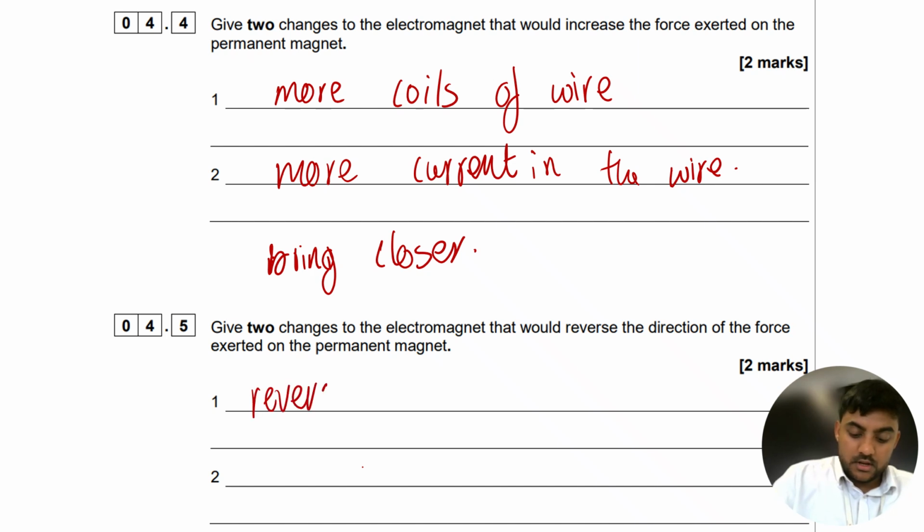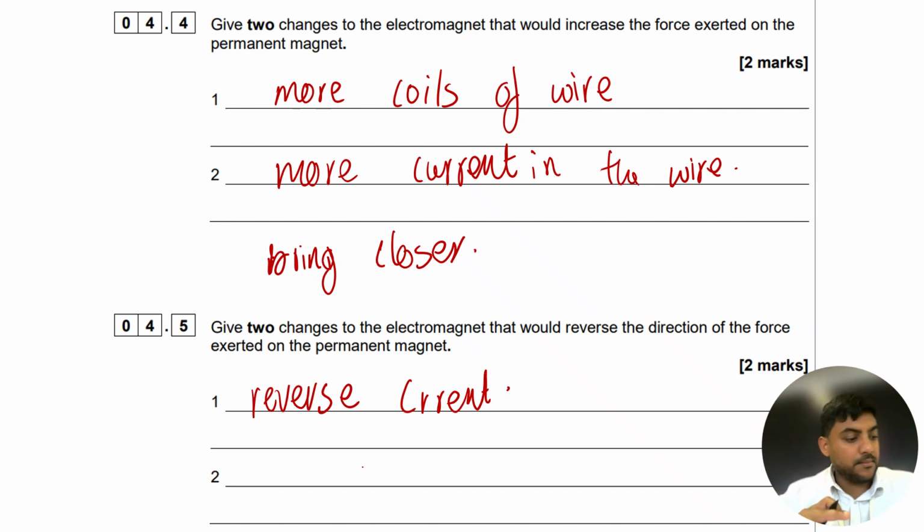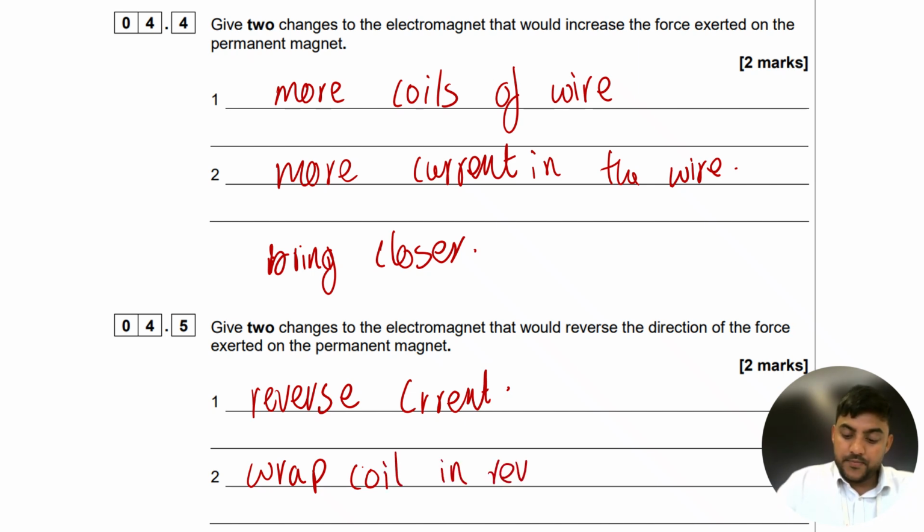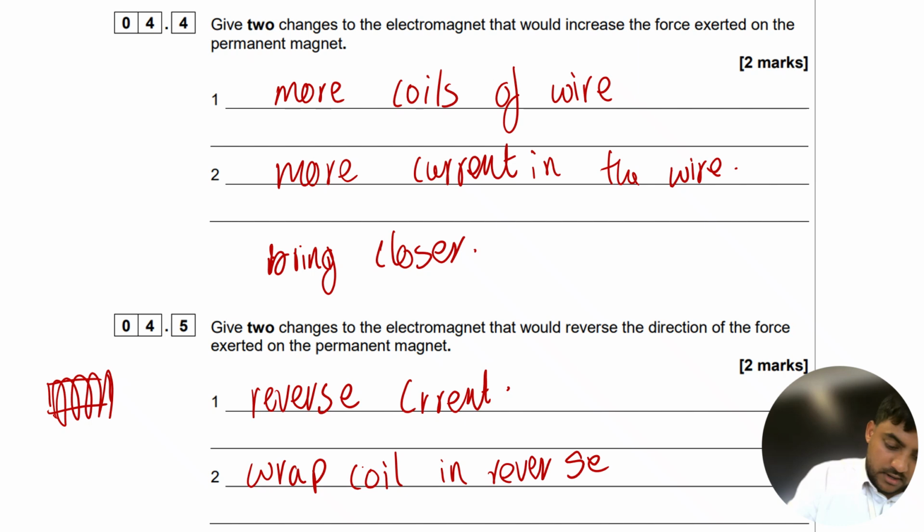Reverse the current. If you reverse the current, the north and the south side flip over. Or you could wrap the coil in reverse, or you could take this electromagnet and just flip it around. All those three things will get the desired change.